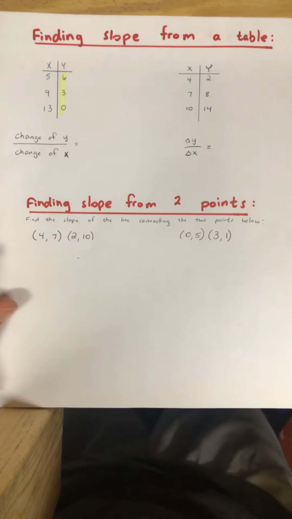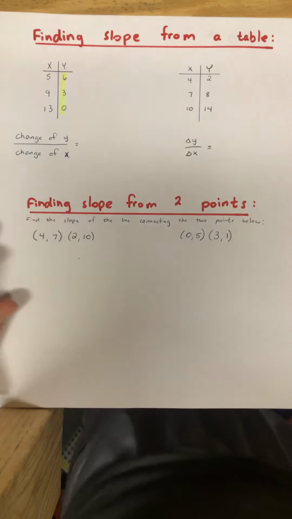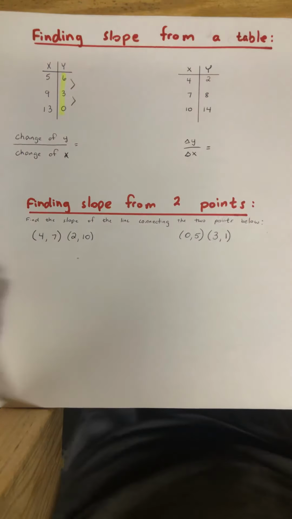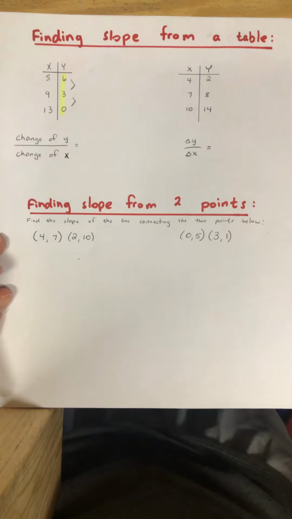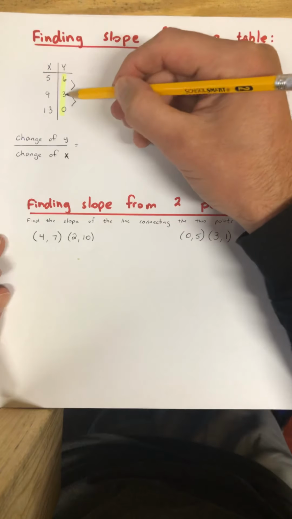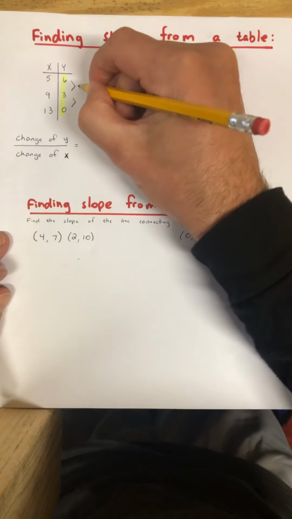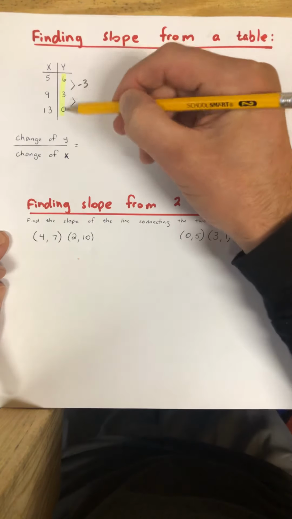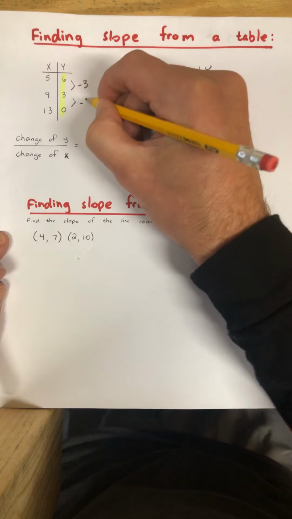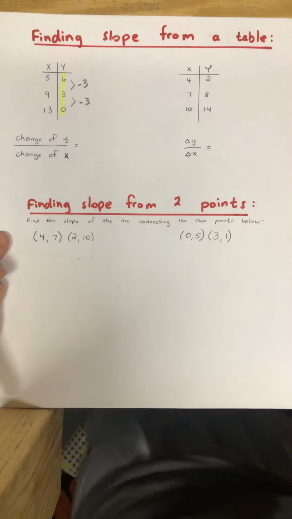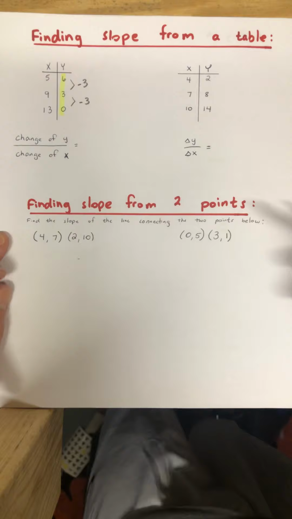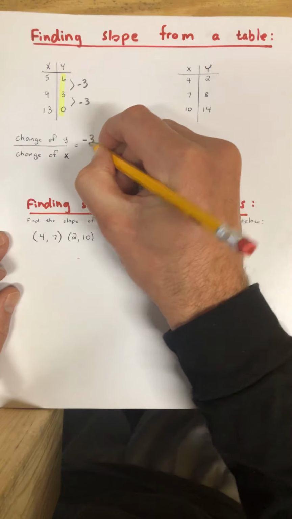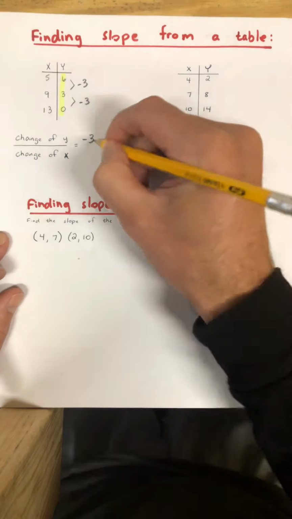Okay, and for this example we have 6, 3, and 0. So as we look at how they are changing as we go down our table, if I start at 6, I get to 3 by subtracting 3. Again, as I go from 3 to 0, I am subtracting 3 there as well. So this number here, this -3, is what we will call our change of y, how our y values are changing. They are going down by 3.